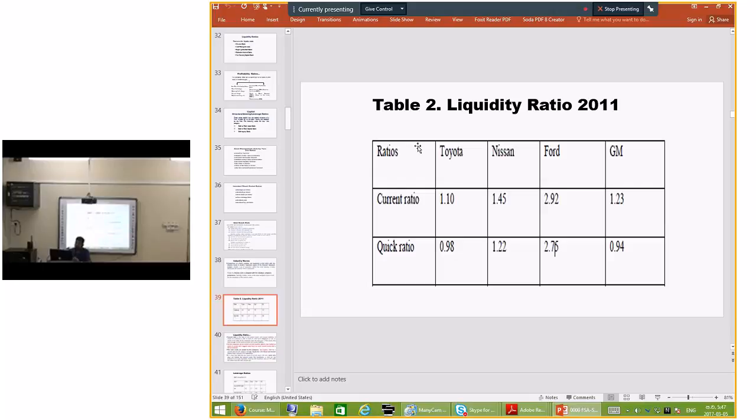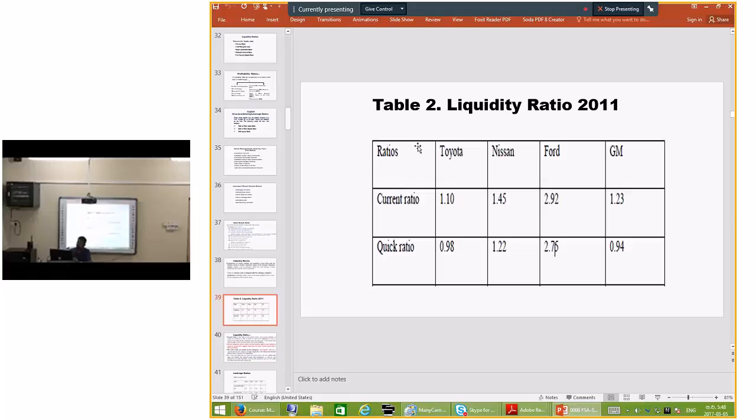But in this case, in Nissan we have 1 rupee and 45 cents, but the quick ratio is greater than 1. If it is greater than 1, we have 1 rupee and 22 cents to cover 1 rupee of current liabilities. Then we have good liquidity conditions when comparing with Toyota. That means Nissan has good conditions when comparing with Toyota.